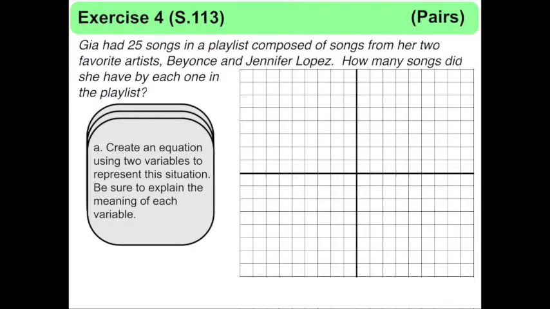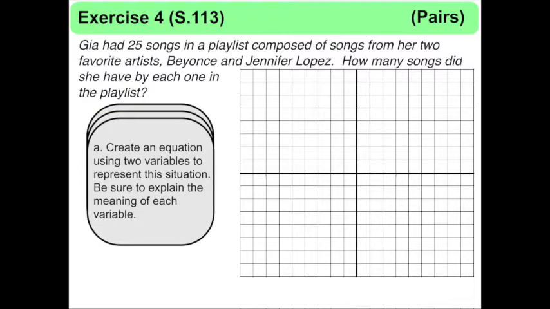In example number 4, it brings up a more specific scenario. It says Gia had 25 songs in a playlist composed of songs from her 2 favorite artists, one of them being Beyonce, the other one being Jennifer Lopez. How many songs did she have from each one on the particular playlist?